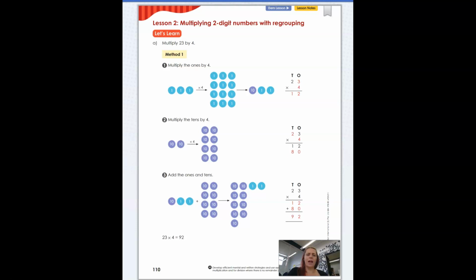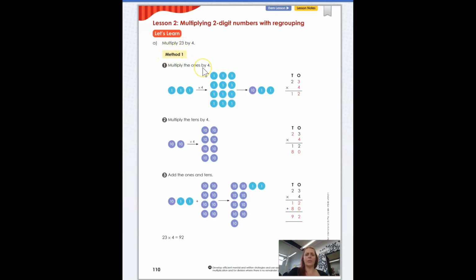Hi kiddos, we are doing more multiplication. It's a little bit different than yesterday, still the same concept, but we have an increase of our numbers. So our first question is multiplying 23 by 4.